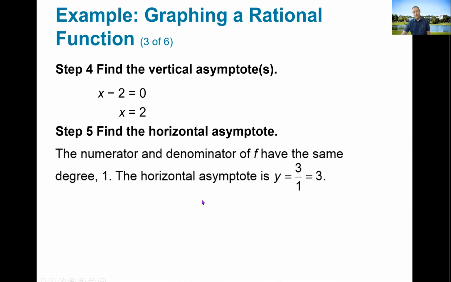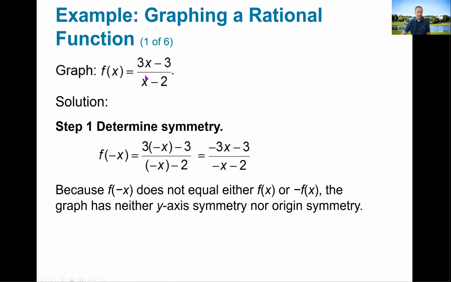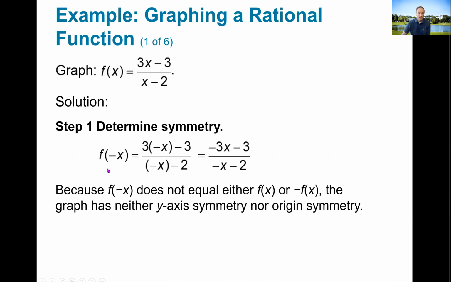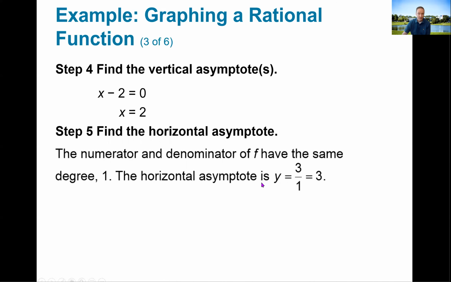Find the vertical asymptotes. The vertical and horizontal asymptotes are by far the most important process here. Remember, we find the vertical asymptotes by setting the denominator equal to 0. So x minus 2 is equal to 0 gives us a vertical asymptote at the line x equals 2. And then the horizontal asymptote, again, the degree of your numerator and denominator was the same, so you take the fraction of the leading coefficients. The horizontal asymptote here should be y equals 3. That's where I got that from. You'll see I said y is equal to 3/1, which is just a 3 in this case.